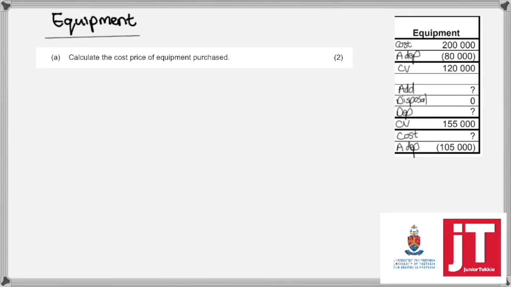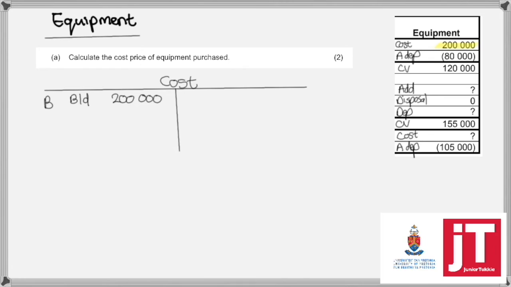So how do I solve calculating the cost? If I open up a T account, again, you don't need to open up T accounts. I use T accounts as a method, as a tool. I'm going to simply fill in the information which I've got. We've got the balance in the beginning, 200,000. Additions is a question mark. Asset disposal is 0. Now the balance at the end is also a question mark.